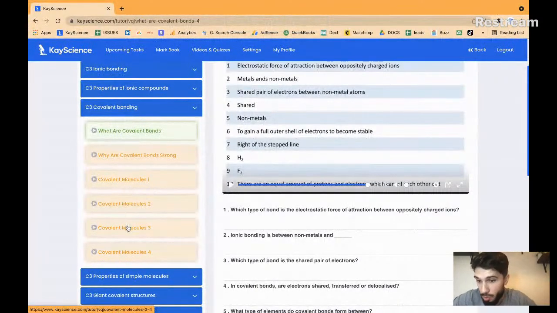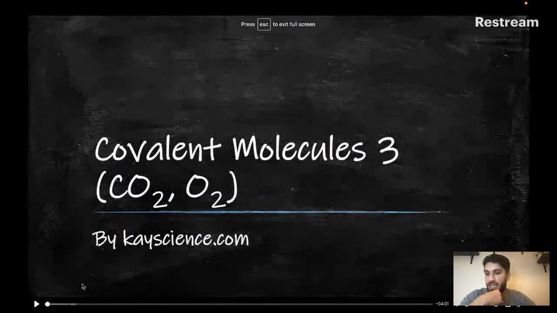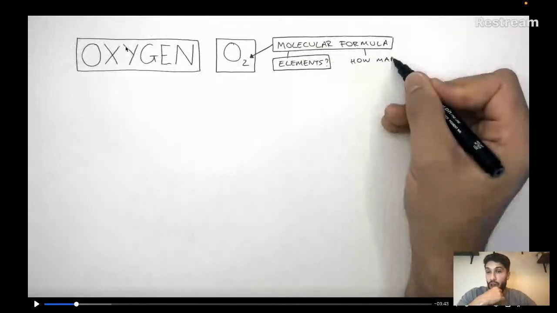Let's move on to, if I'm honest, I actually just want to move on to the hardest dot and cross diagrams to draw now that we've gone through those easier ones, carbon dioxide and oxygen. Oxygen is something that we all know about. We need it to live. Oxygen is involved in respiration and has the chemical formula O2. What elements are in oxygen? Oxygen. How many atoms are there of these oxygen atoms? We can see there are 2.